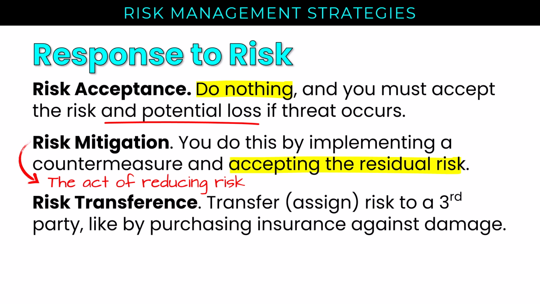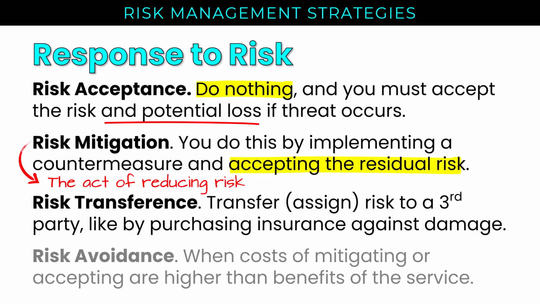Then we have risk transference, where we transfer or assign risk to a third party, such as when we buy an insurance policy to protect against damage, whether that's insurance on a physical structure or it's cyber insurance to help in the event of a cyber attack. And then there's risk avoidance, when the cost of mitigating or accepting the risk is higher than the benefits of the service. We just avoid the risk altogether. And this could mean not implementing a new service because we want to avoid a risk that we can't mitigate or accept.